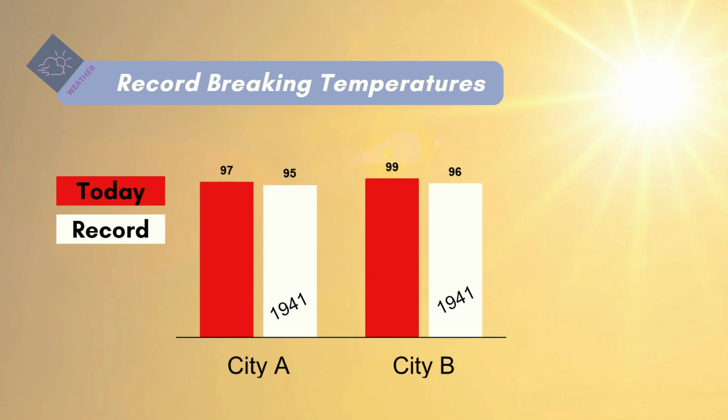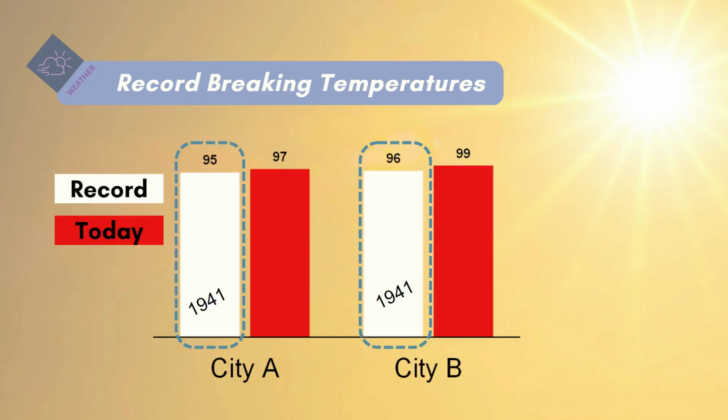Do sort the bars in a logical order. The original record occurred in 1941. We usually think of time in chronological order. It makes more sense that 1941 appears before today.